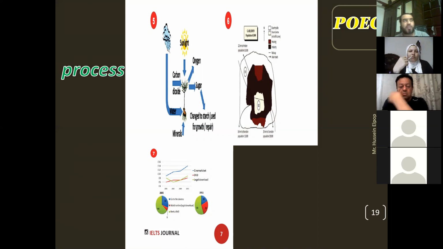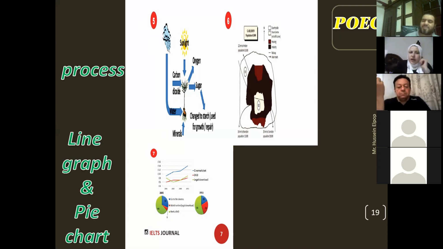Now tell me what's number 7 and what's number 6. 7 is mixed. Line graph and pie chart. Number 6 is not clear. It's a graph. It's a map. It's a map.